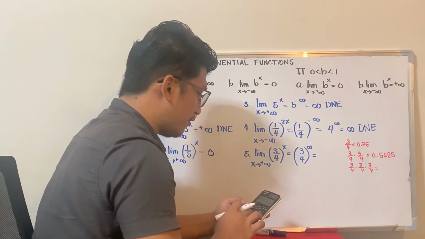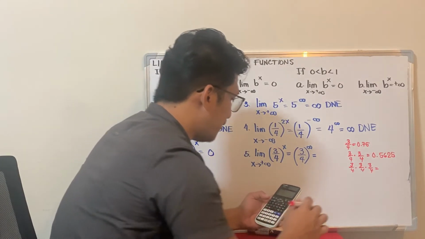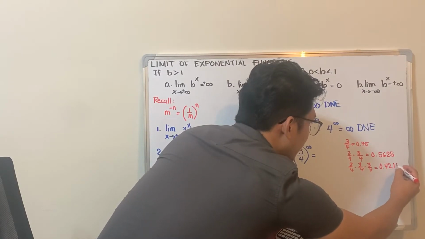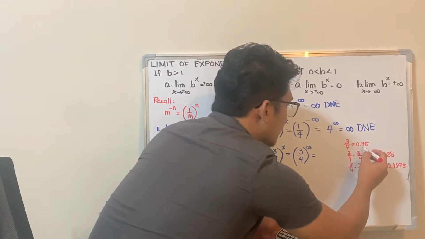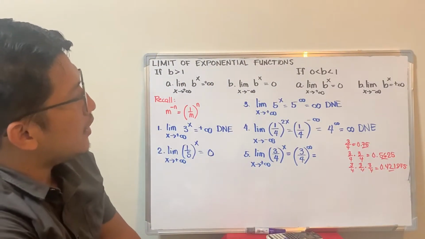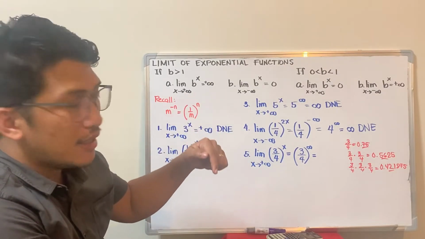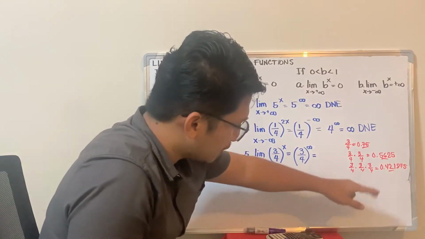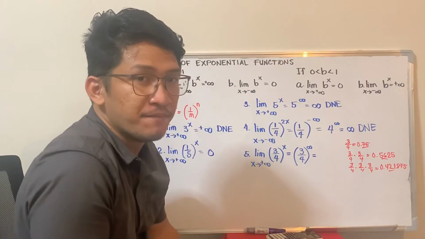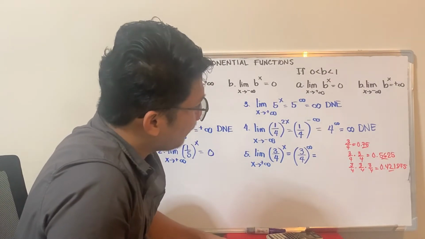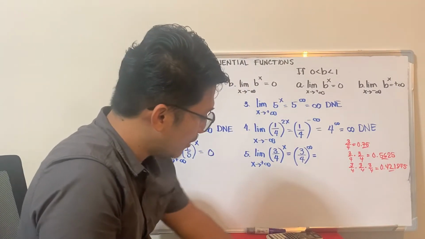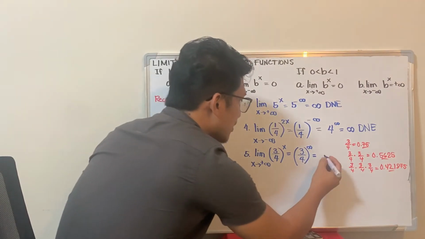you get 27/64, or that should be 0.421875. So looking at 0.75, 0.56, 0.42, the number, as you can see, keeps getting smaller. So if you continue doing this, multiplying it by itself infinitely many times, remember, this is infinity, this number will be approaching 0. So in short, our limit here is just equal to 0.